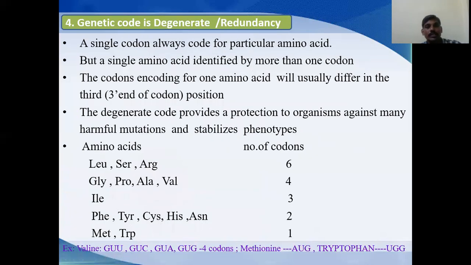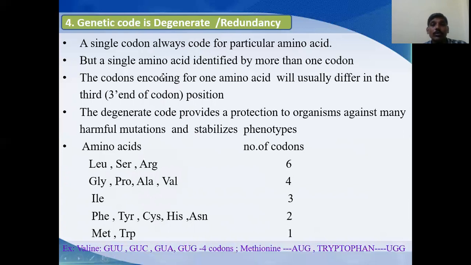The fourth one is that the genetic code is degenerate, or has redundancy. This is one of the important genetic code properties. A single codon always codes for a particular amino acid, but a single amino acid is identified by more than one codon. These two statements reveal the genetic code property that the code is degenerate. Degenerate means there is more than sufficient information in these 64 codons.